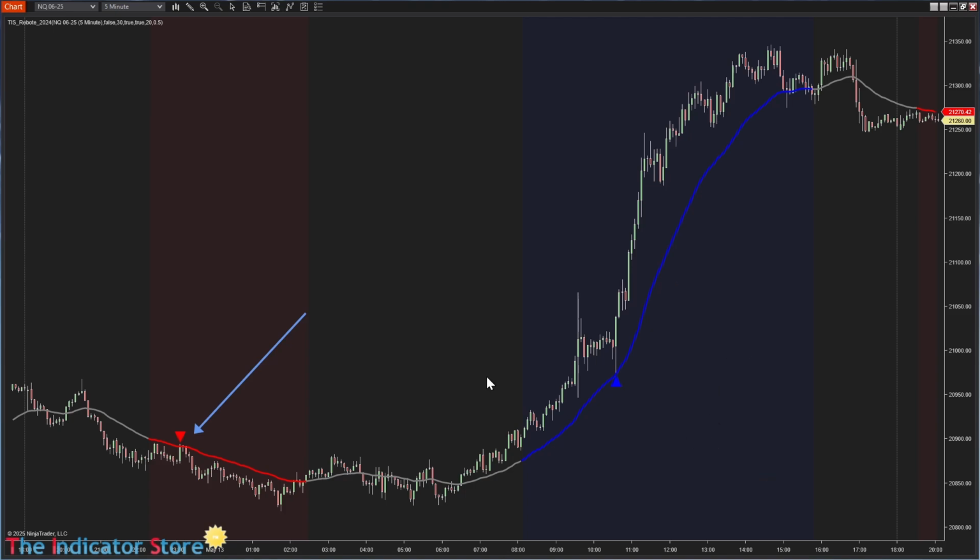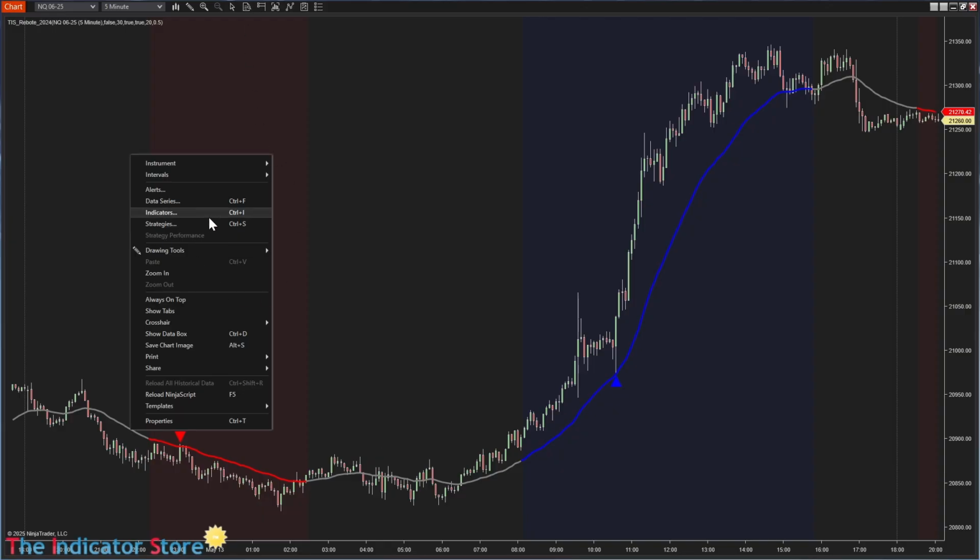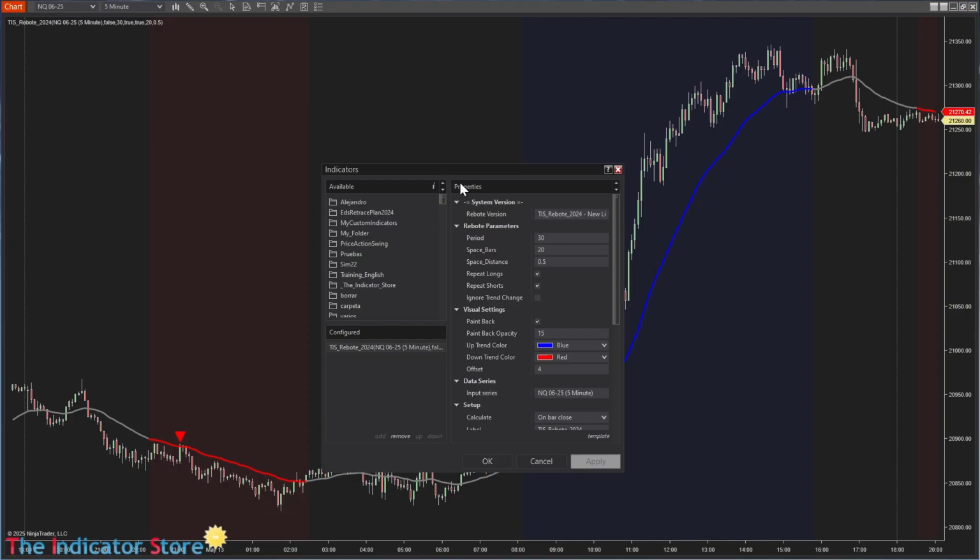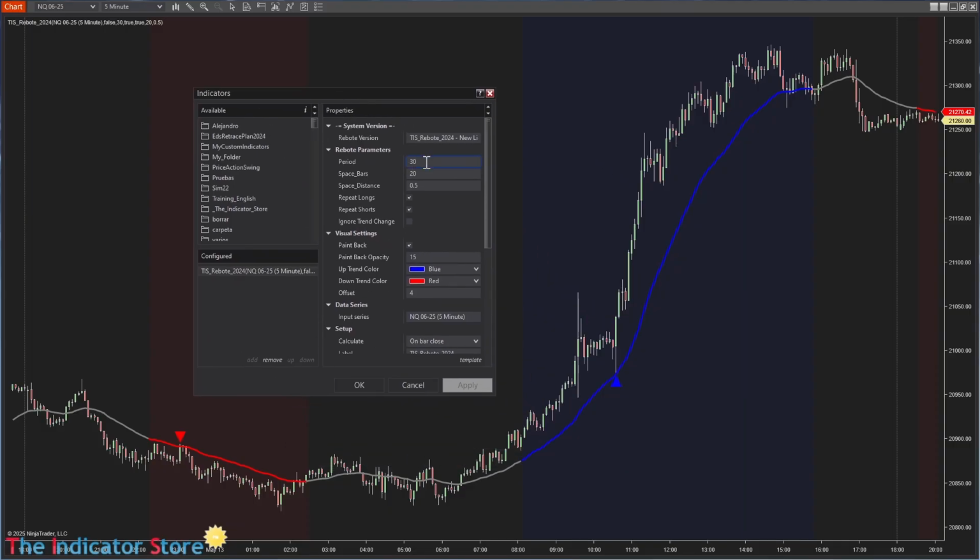As we can see, it gets very nice results, but let's take a look at the parameters that we have. On the parameters, we can specify, of course, the period of the EMA, exponential moving average, and we have space bars and space distance. Very simple. What is the idea?